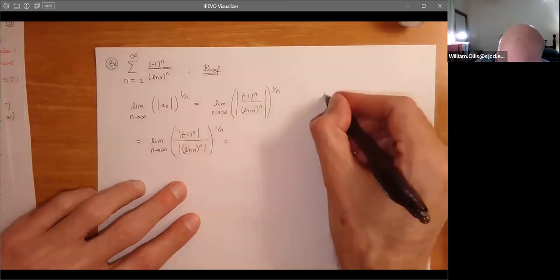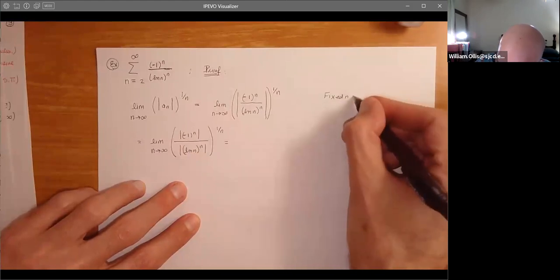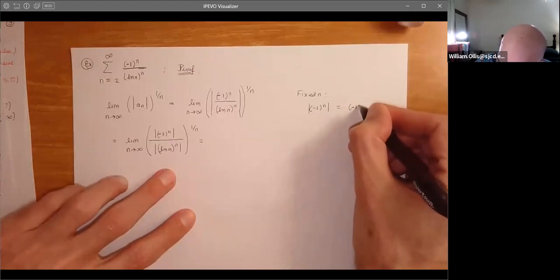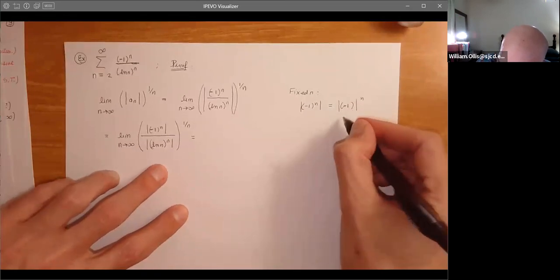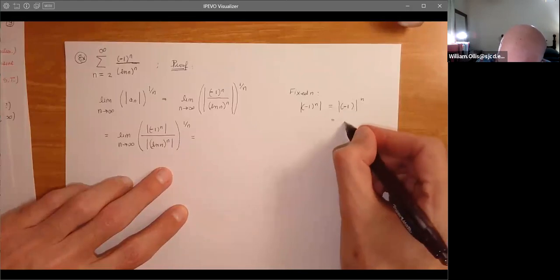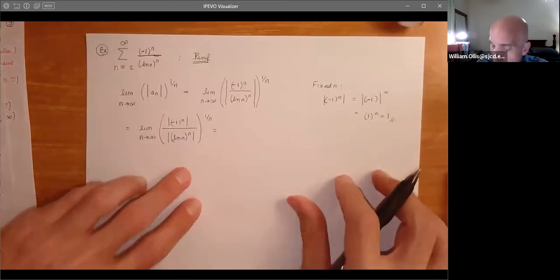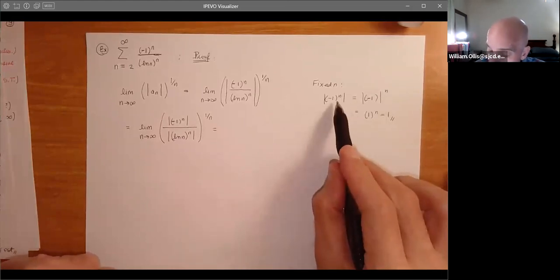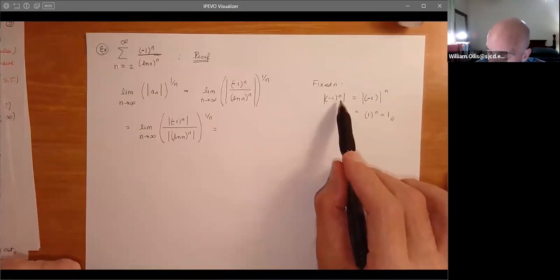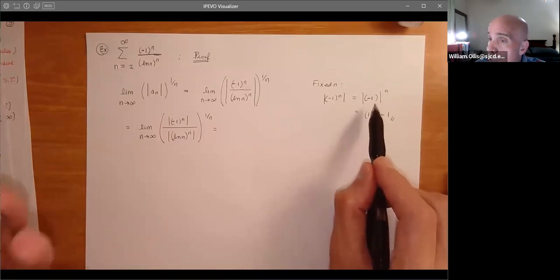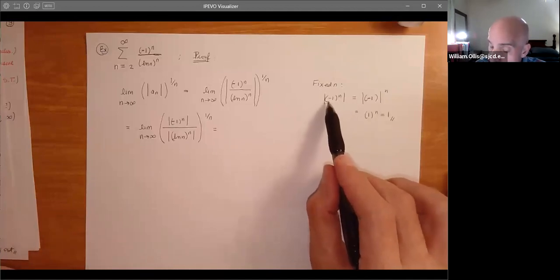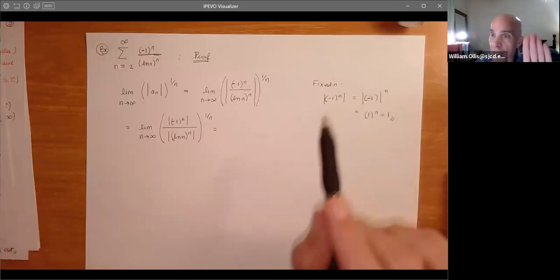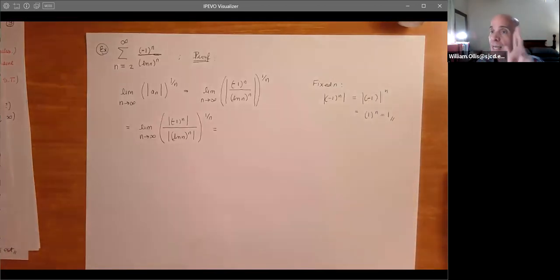So we'll just say fixed n. Negative 1 to the n is just negative 1 in absolute value raised to the n, which will just be 1 to the n, which is 1. So you don't have to do this calculation over and over. You fix an n, and then you say, all right, we've got negative 1 to the n. Now we use the properties of the absolute value. The absolute value of a product is the product of absolute values. So this gives us the absolute value of negative 1 times the absolute value of negative 1, n times.